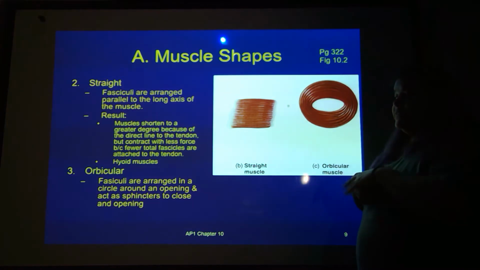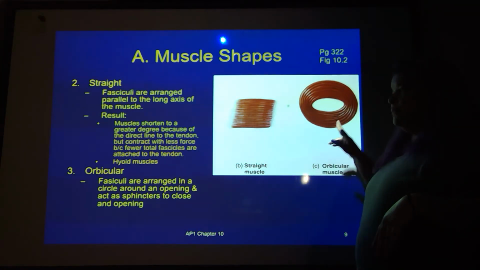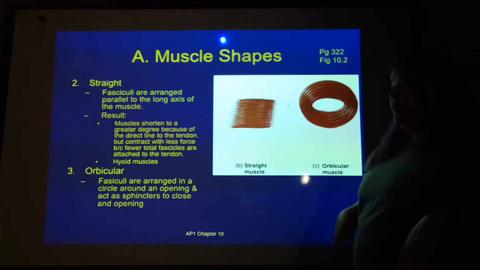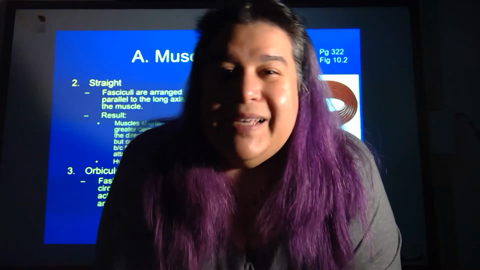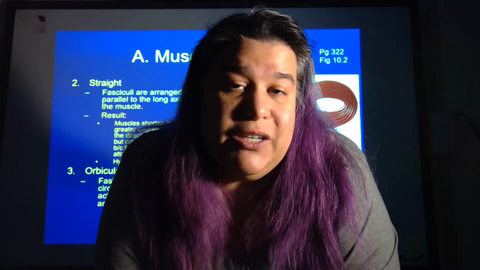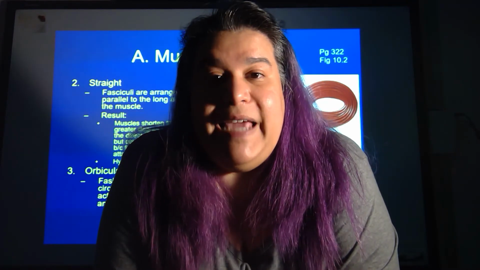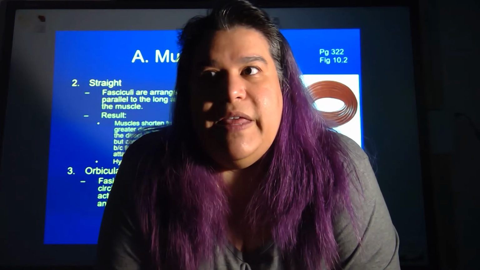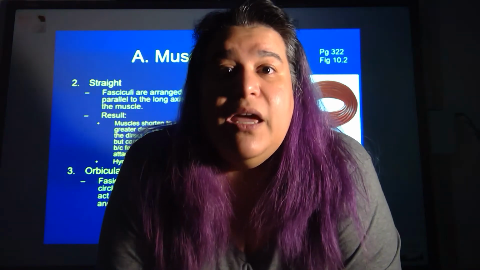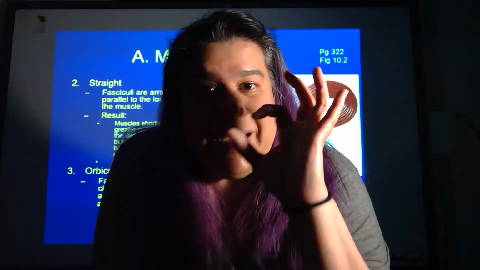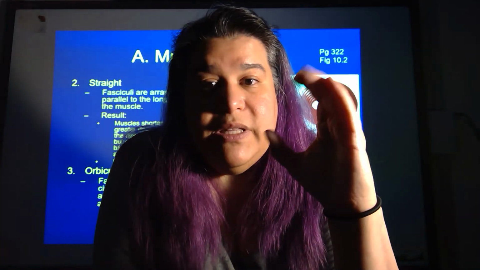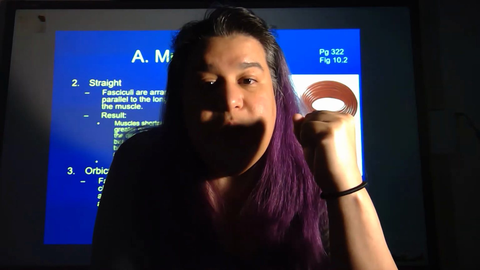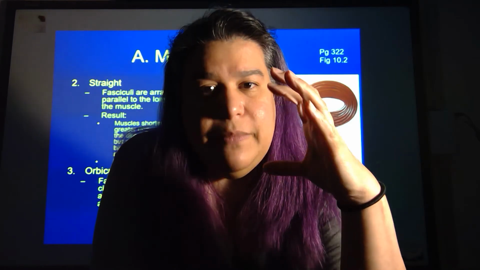Orbicular. The fasciculi are arranged in a circle around an opening, and they act as sphincters, basically opening and closing things. Most of you have probably heard of sphincters already. When you think about the anus and going to the restroom, or think about the urethra and urinating, you've got sphincters there that basically act like the drawstring on a trash bag. When you close them, they close. When you open them or relax them, they open.